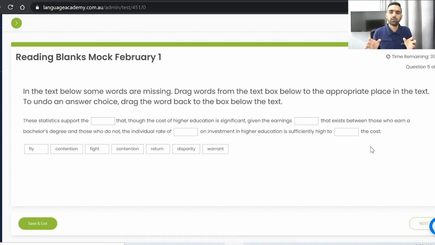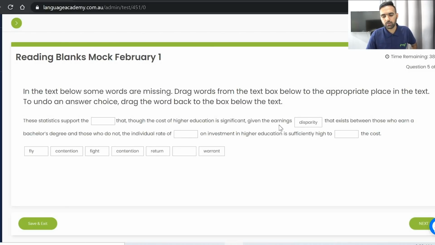What will exist between a person who has a degree and who has not? Earnings fly, earning contention, earning fight, there won't be any kind of earning fight. Earning contention again. Then we've got return. Rate of return can be the right answer, we'll come to it later. Disparity is difference. So whenever you have got the word between, you always say this is the difference between, or there's a disparity, means difference between. Disparity will be the right answer over here, because we have got the word between, because they're comparing two different groups. So disparity between two different groups, between those who earn a bachelor's degree and those who do not.